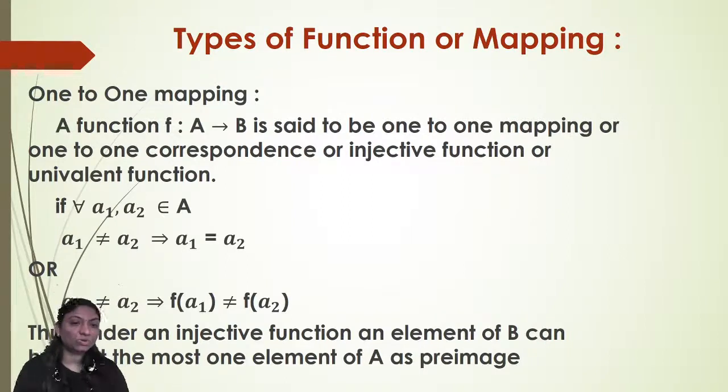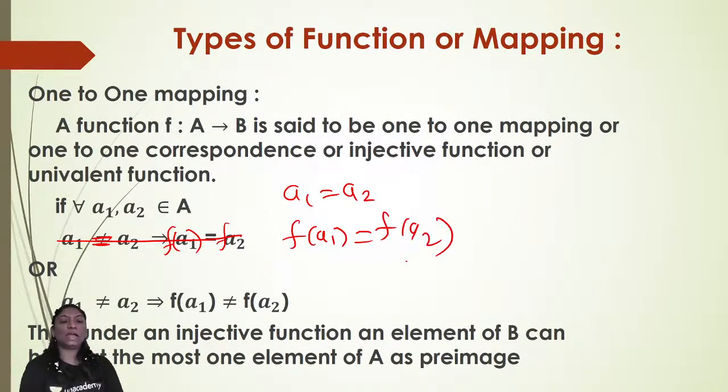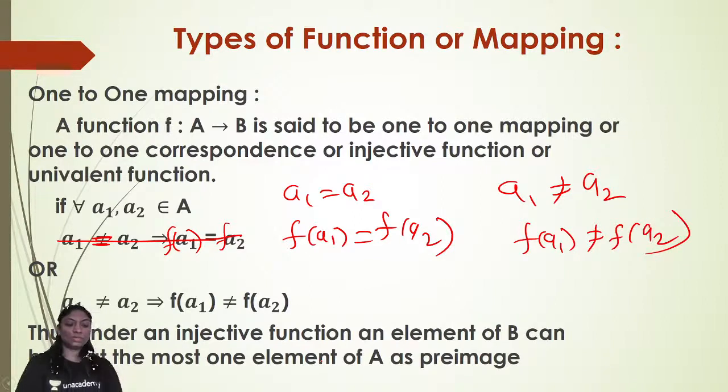If for all a1, a2 belongs to A, a1 is equal to a2 implies f of a1 is equal to f of a2, or a1 is not equal to a2 implies f of a1 is not equal to f of a2, and both conditions are satisfied, then under this condition, in an injective function every element of B can have at most one element of A as a pre-image. Only one pre-image is there for every element of B.